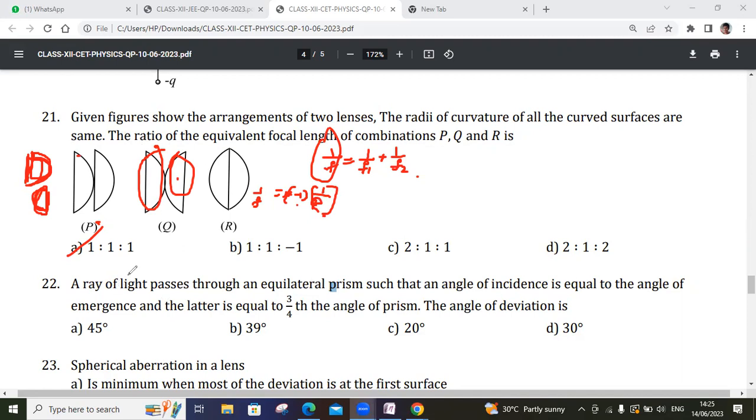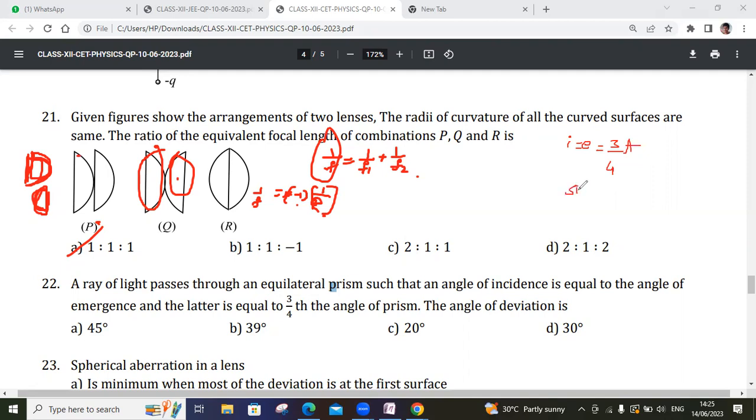Second question. A ray of light passes through an equilateral prism such that the angle of incidence is equal to the angle of emergence, and the latter is equal to 3/4 of the angle of prism. The angle of deviation is. So i is equal to e. It means it is the minimum deviation condition. And they are given i is equal to e is equal to 3/4 of the angle of prism. Angle of deviation they are asking.